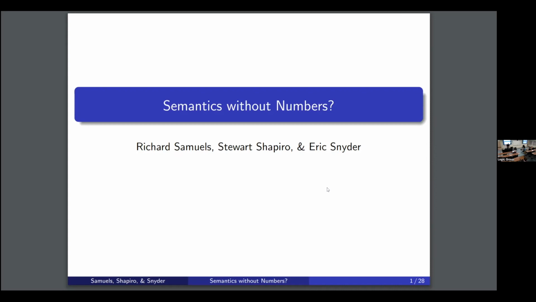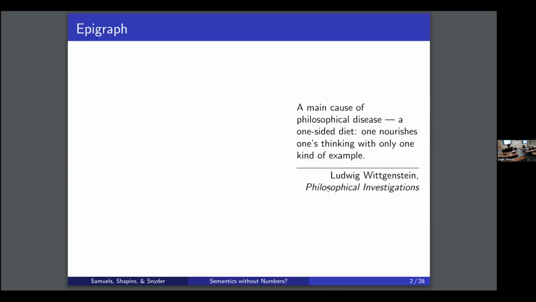This is a title to a different paper that we wrote some time ago, but it's still, I think, appropriate for this talk. The two papers are related enough. Okay, so here's the epigraph for the paper. It seems to summarize what we think the main problem is pretty well. The main cause of philosophical disease: a one-sided diet. One nourishes one's thinking with only one kind of example. That's from Wittgenstein. The main problem we're going to be arguing for is that the traditional dialectic concerning semantics and number suffers from a one-sided diet in this sense.